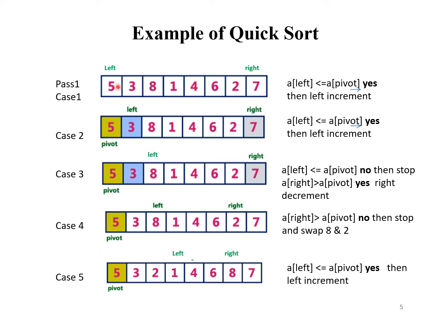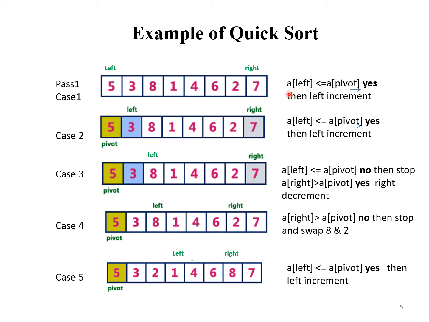Here, left points to the first position, meaning the starting position of the array. So this starting position is 0, and right points to the last position of this array. Now first check a of left is less than or equal to a of pivot. We consider the first element as the pivot element, meaning 5 is the pivot element.